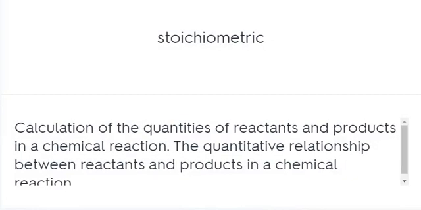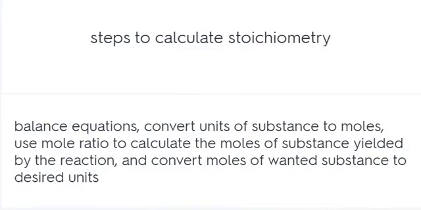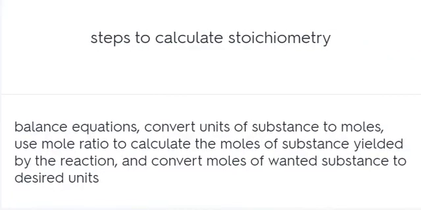Stoichiometry: calculation of the quantities of reactants and products in a chemical reaction. The quantitative relationship between reactants and products in a chemical reaction. Steps to calculate stoichiometry: balance equations. Convert units of substance to moles. Use the mole ratio to calculate the moles of substance yielded by the reaction, and convert moles of wanted substance to desired units.